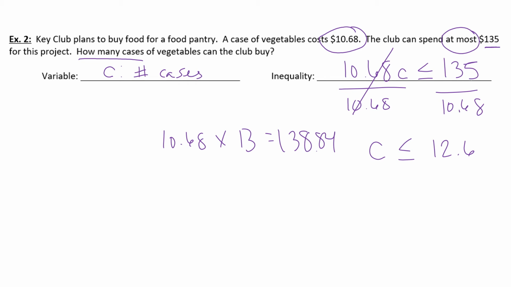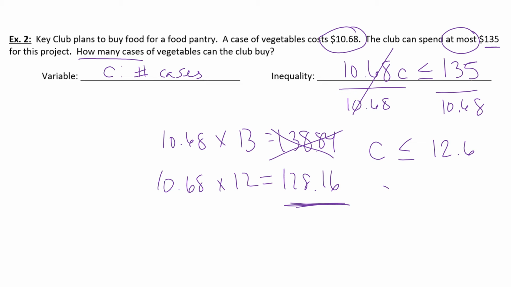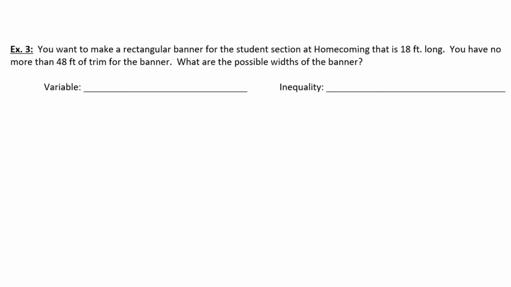So that means because it's a less than or equal to, I want to round this down to 12. Okay, so 10.68 times 12, just making sure that that is within their budget, is 128.16. So yeah, they don't have the money to spend for this one, but they have the money for that. So C has to be less than or equal to 12 cases. So you don't need to write a sentence, but you at least need to label what that stands for.